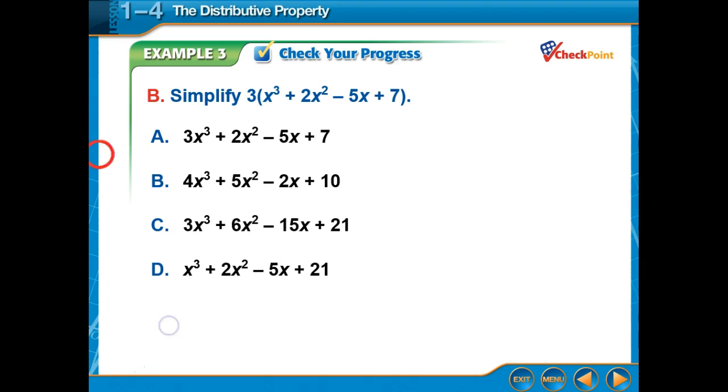Properly using the distributive property, you should have chosen C. 3 times x cubed is 3x cubed. 3 times 2x squared is plus 6x squared. 3 times minus 5x is minus 15x. And 3 times plus 7 is plus 21.